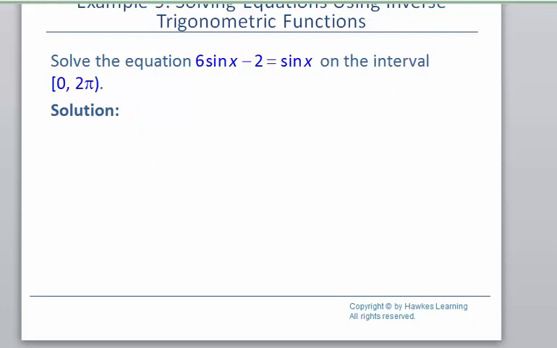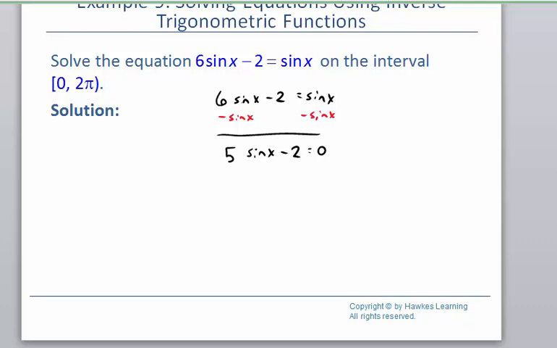Our second example asks us to solve the equation 6 sine x minus 2 equals sine x on the interval from 0 to 2 pi. And so again, we're going to take our expression and we're going to solve it for sine. So I'm going to start by subtracting my sine from both sides, which will give me 5 sine x minus 2 is equal to 0.